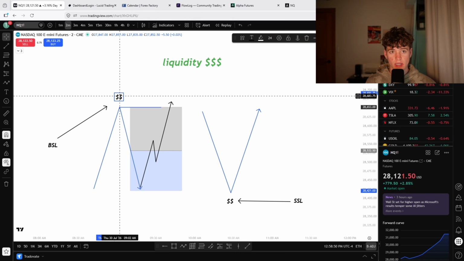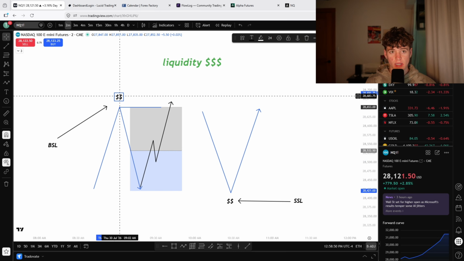The ice cream truck wants to go to the kids because that's where it's going to make money. And the market wants to go to liquidity because that's where it's going to make money. Simple as that. Okay, so that's super simply put what buy side and sell side liquidity are. So now let's identify some in the charts. So let's start off right here. What do we have here?